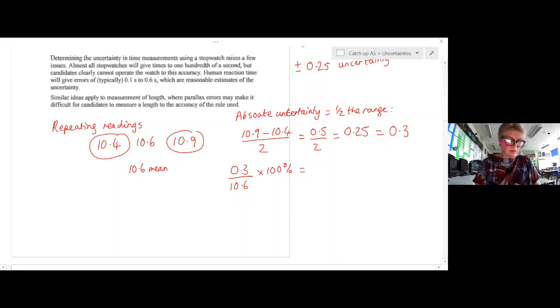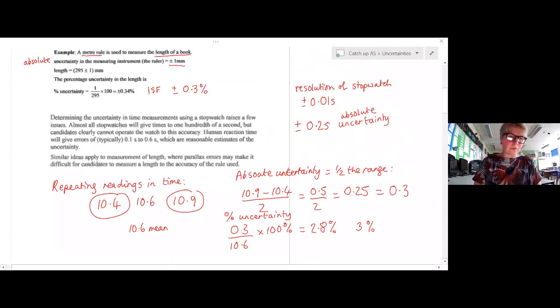So the absolute uncertainty divided by the mean 10.6 times by 100%, and that would be your percentage uncertainty in repeated readings. So 0.3 divided by 10.6 times by 100. So I'm getting 2.8% there. But as with all uncertainties, unless they start with a 1, you can round that to one significant figure. So you've got 3%. All right. Okay, so that would be the percentage uncertainty. That's the only two that you really have to deal with: absolute uncertainty and percentage uncertainty. Okay, repeating readings in time. But it goes with any repeated readings.